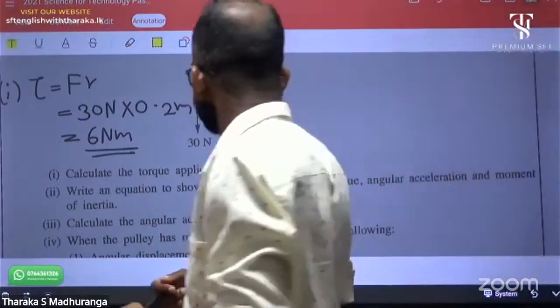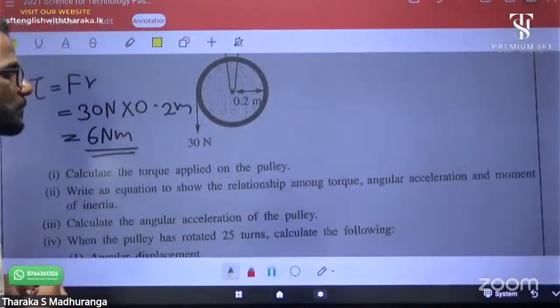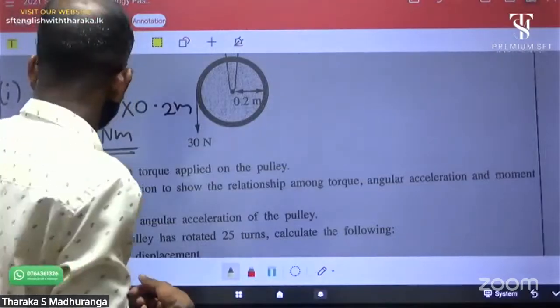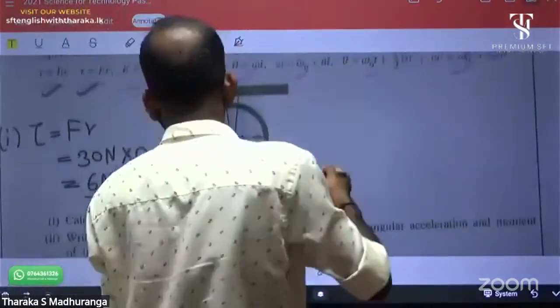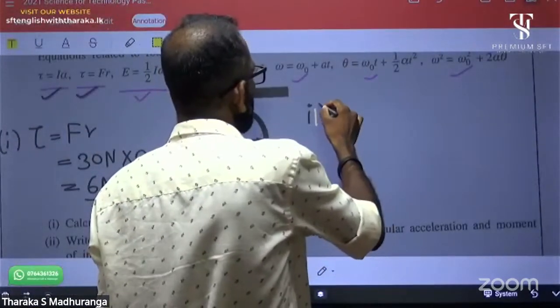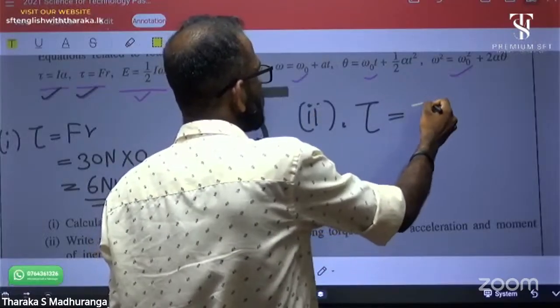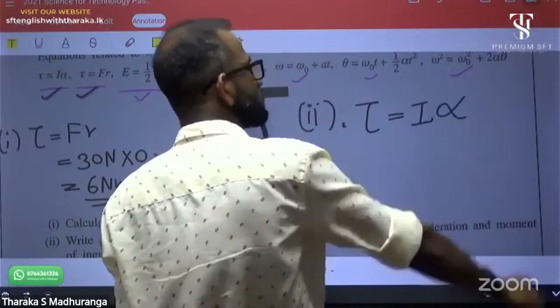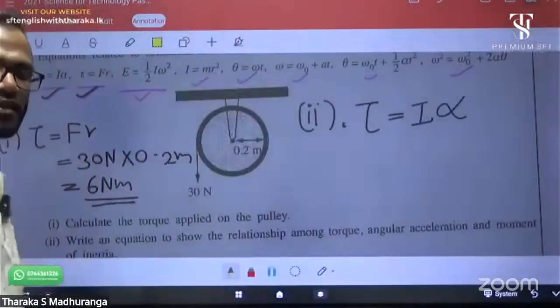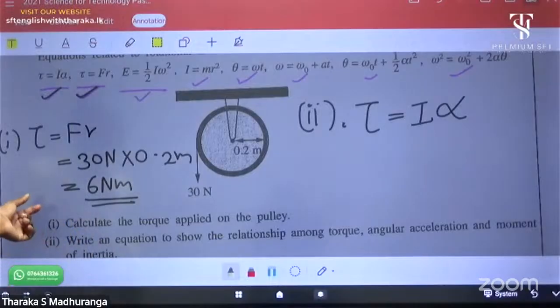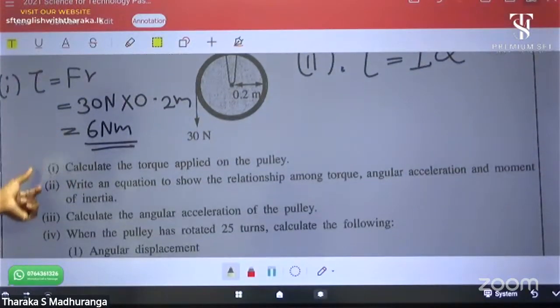Write an equation to show the relationship among torque, angular acceleration, and moment of inertia. The answer for the second one is torque equals I alpha. Torque equals I alpha is the equation, and it is already given.